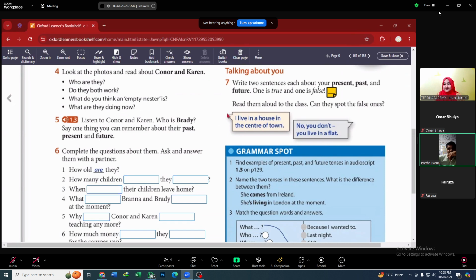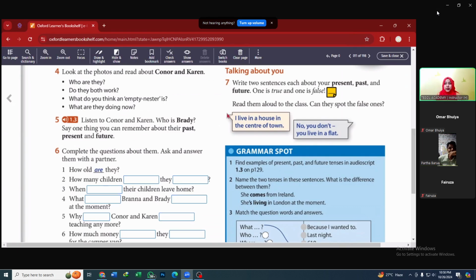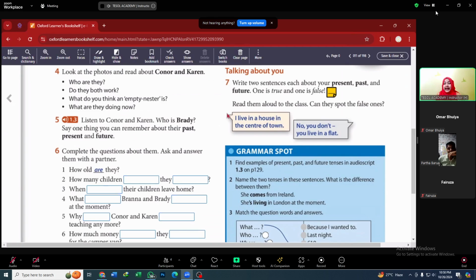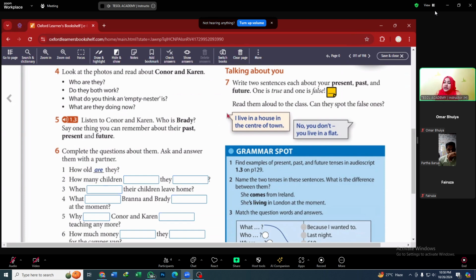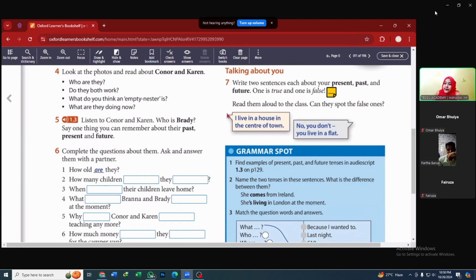they will be going to visit Brady in Chile. Okay, so they will be visiting Brady in Chile. And will they be visiting Branna? In Milan. Yes, they will be visiting Branna in Milan, Italy. Very good. Say the whole sentence.